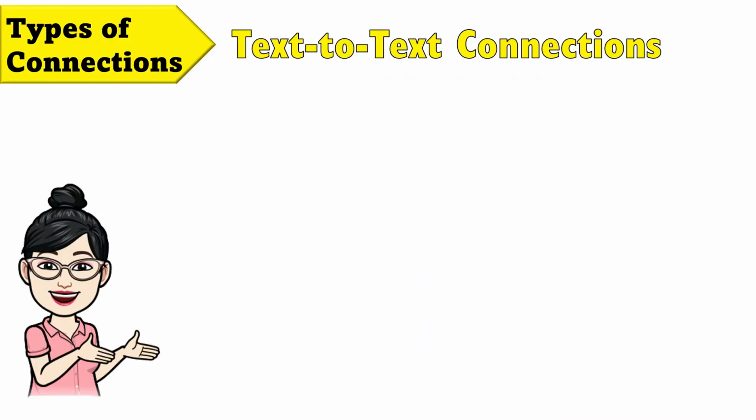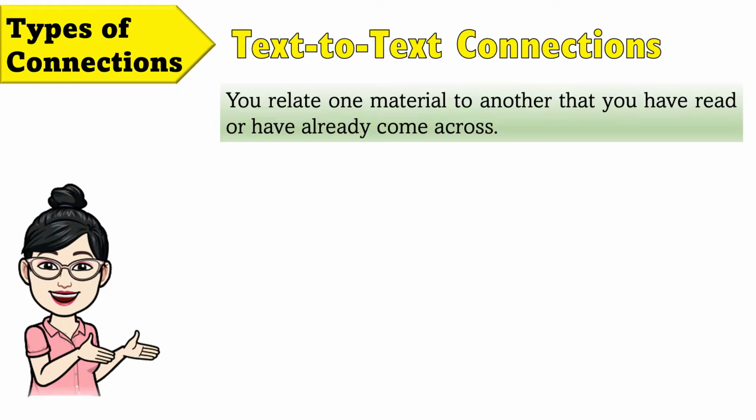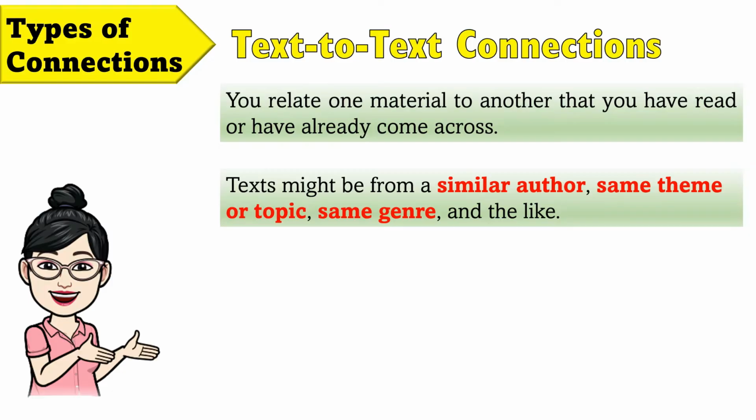Let's proceed to text-to-text connections. These are connections where you relate one material to another that you have read or have already come across. Text might be from a similar author, same theme or topic, same genre, and the like.